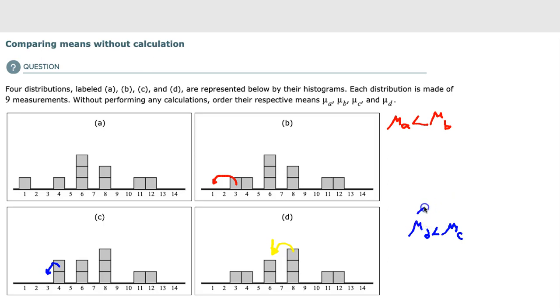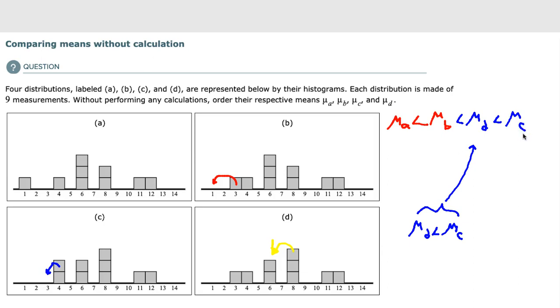So this whole thing just fits right in place right here. They said B has a smaller mean than D. So then this would just continue, is less than the mean of D, which is also less than the mean of C.